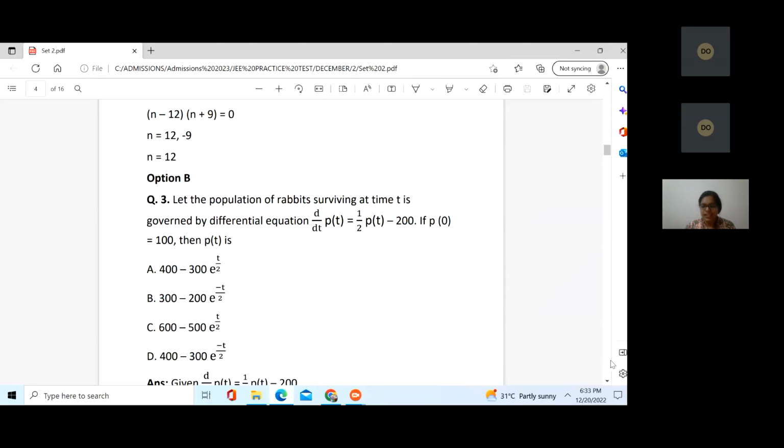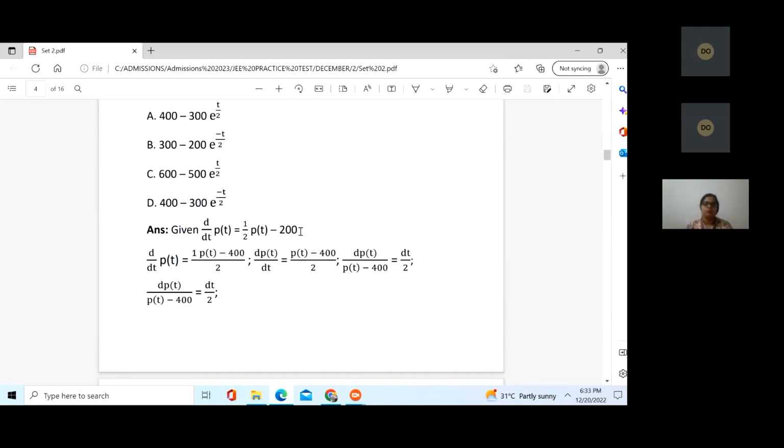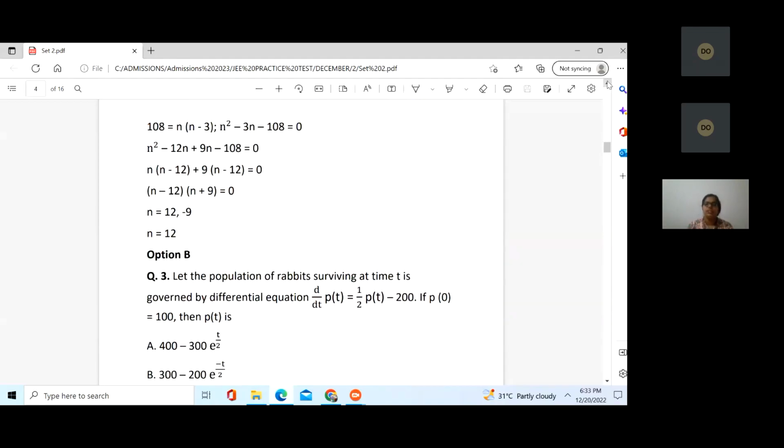So I think let's discuss the answer for this question. Population of rabbits surviving at time t, they have given it in the form of a differential equation d by dt of p of t equal to 1 by 2 p of t minus 200. This is something which we know, and we know the value of p of 0. What the question is asking us to find out is p of t.